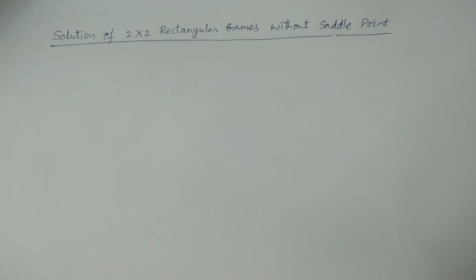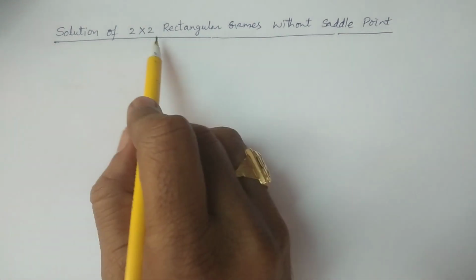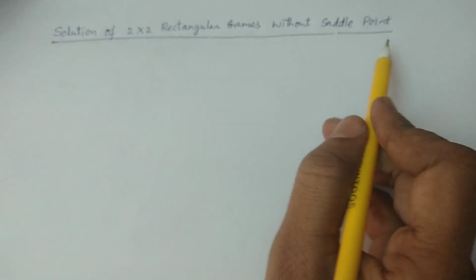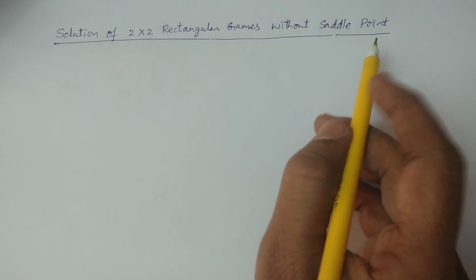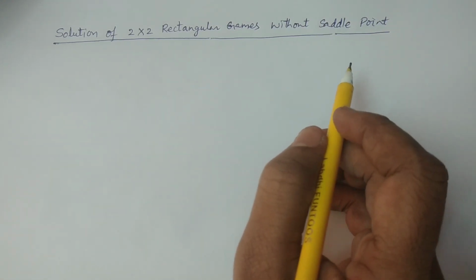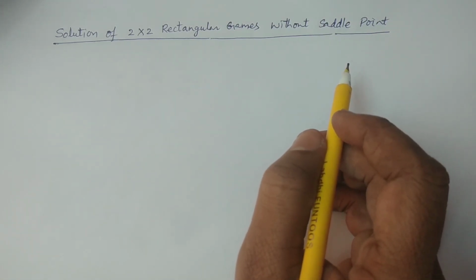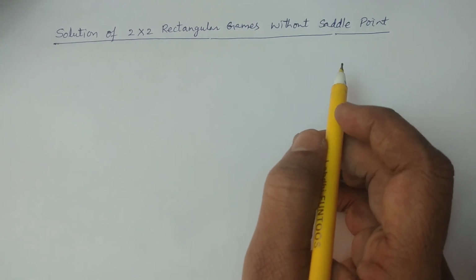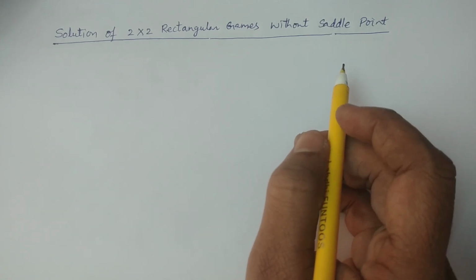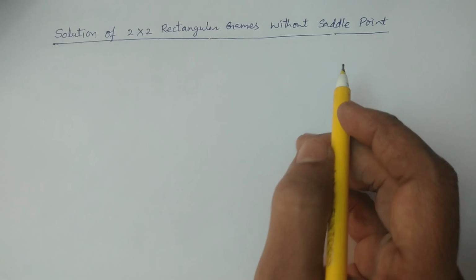So in this class I explain the solution of 2 by 2 rectangular games without saddle point. That is, by using mixed strategies, how to calculate the value of the game and the optimal strategies of player A and player B, both the players, right?